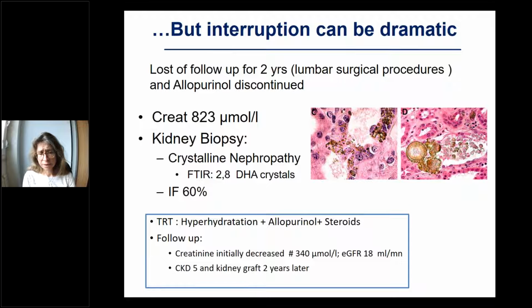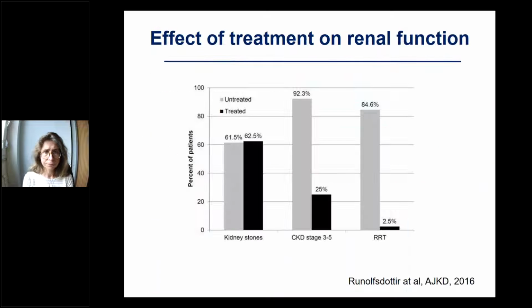So we treated the patient by hyperhydration. We went back to allopurinol, and we also used some steroids just for this crystalline nephropathy with inflammation just at the time of this event. And finally, the creatinine decreased a little bit to 340 micromole per liter. And 2 years later, he finally reached end-stage renal disease and had a kidney graft.